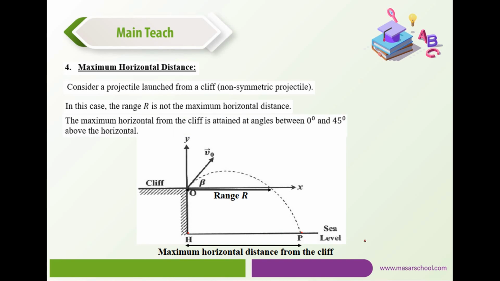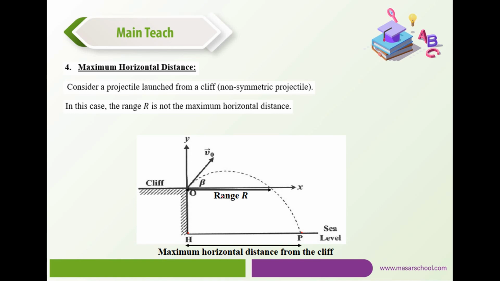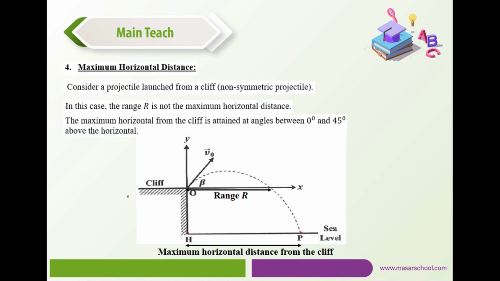And in this case, let me remind you that the range occurs for a particular angle which is 45 degrees. However, in this case, the maximum horizontal distance from the cliff is attained at an angle between 0 and 45 degrees above the horizontal. So if you want to attain the maximum horizontal distance, this is attained for an angle between 0 and 45. What is the value of this angle? This depends on the height of the cliff. So I cannot give you any specific angle for the maximum horizontal distance.